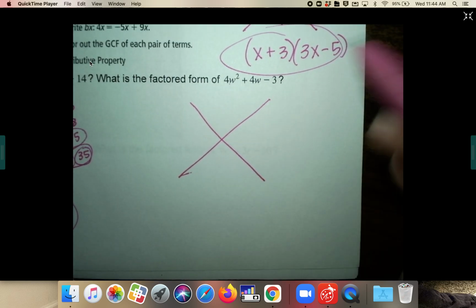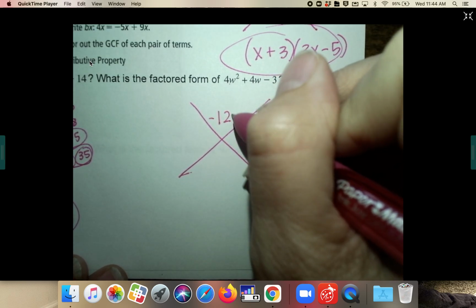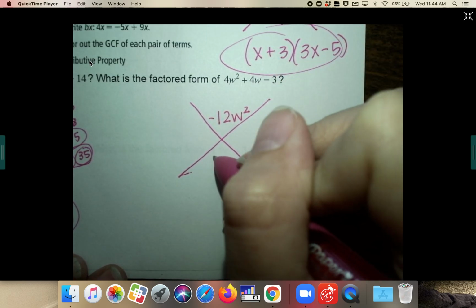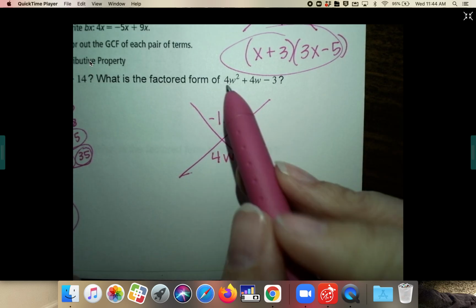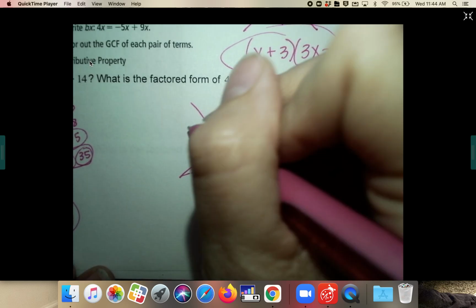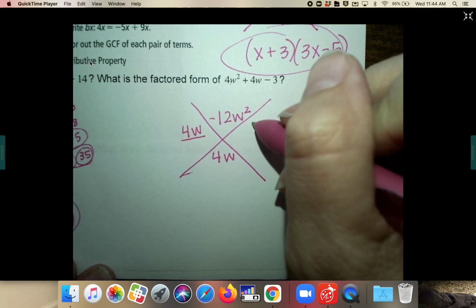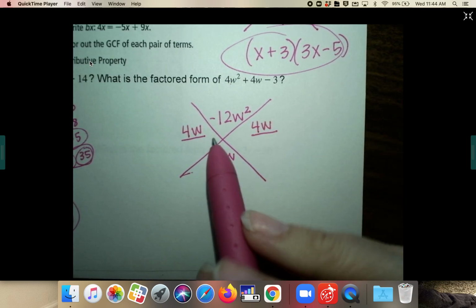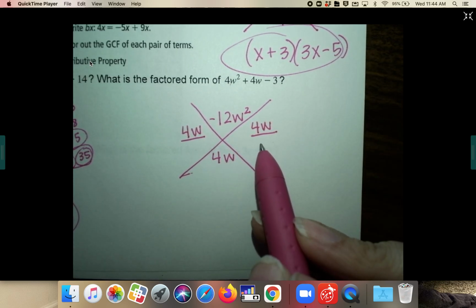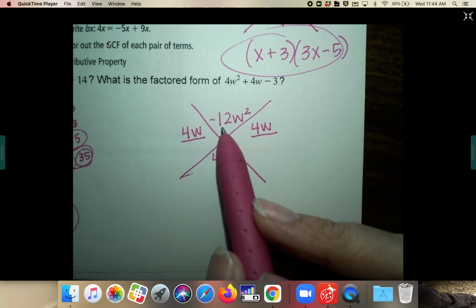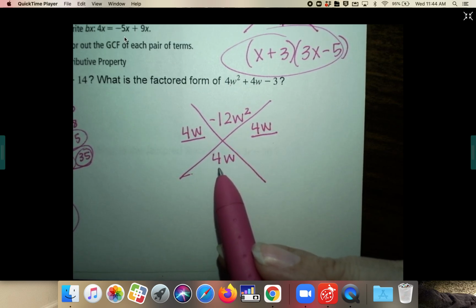4w squared times negative 3 is negative 12w squared. My b term is just 4w. We're going to put the a term over, so 4w over, 4w over. And now we need to come up with my two numbers that when I multiply, I get negative 12, and when I add, I get 4.